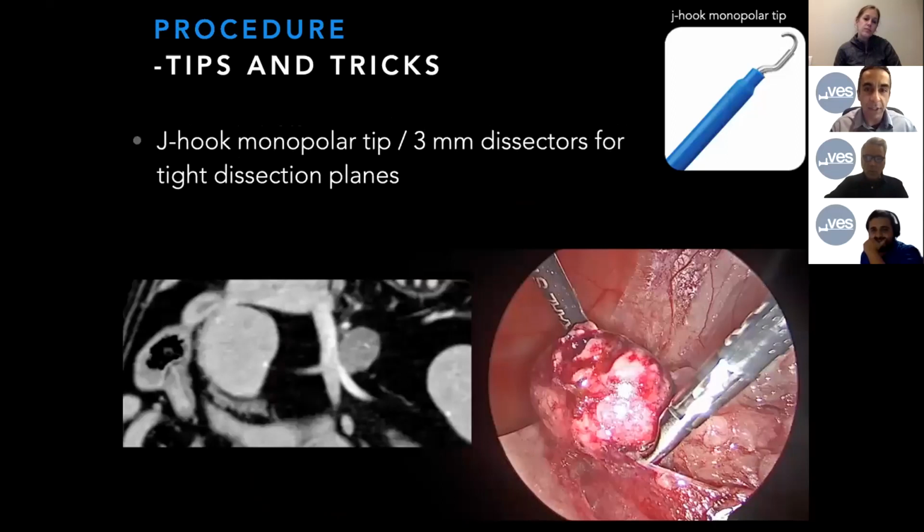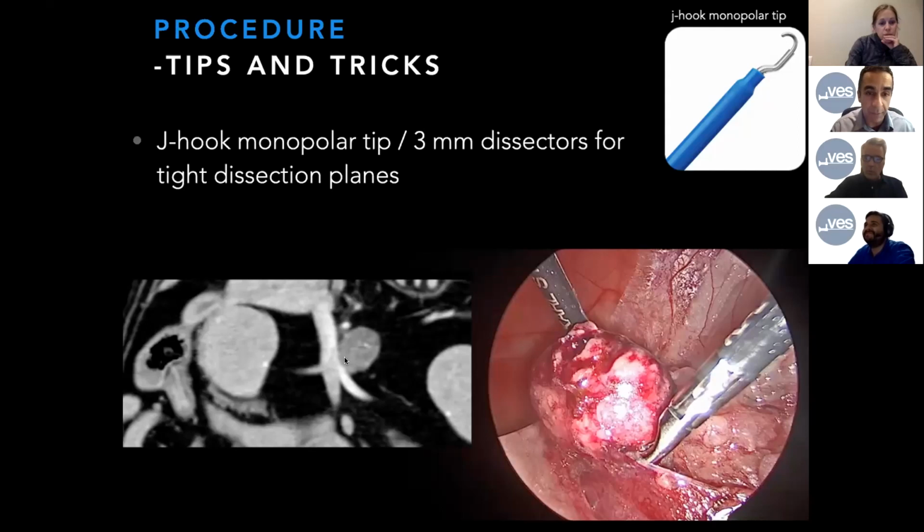So I think it's the same story in dogs where this J-hook can be, and it may even be more important in cats, the J-hook or these 3 millimeter dissectors, really tight dissection planes. It's a coronal CT image. So obviously another left-sided adrenal tumor, but this one you can see is going to be some really tight dissection along the origin of the renal vein, I guess the entry of the renal vein into the cava. Your PAV, the phrenico-abdominal vein, is going to be in this area as well.